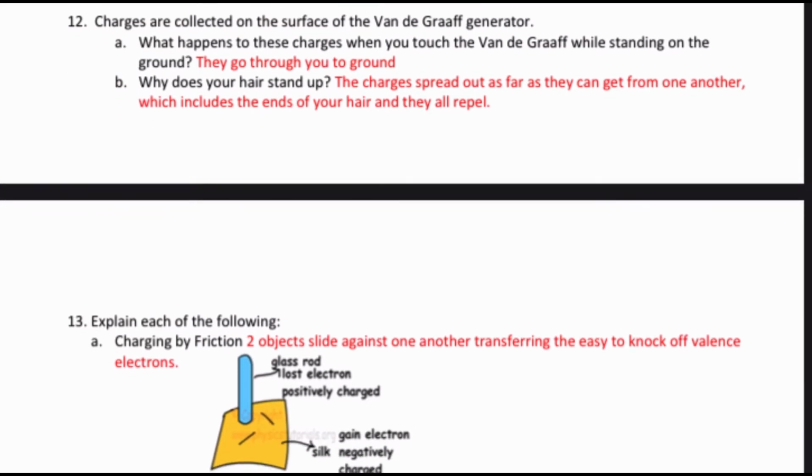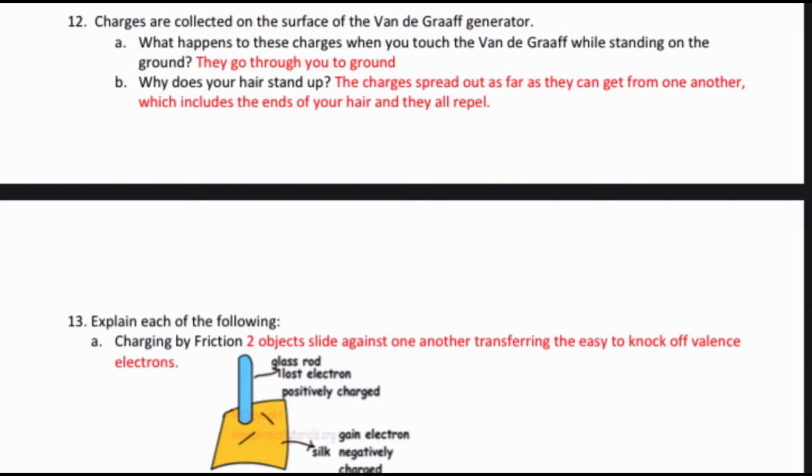Okay, charges are collected on the surface of the Van de Graaff generator. What happens to these charges when you touch the Van de Graaff while standing on the ground? Like I was saying, with the process of grounding, they would go through you to the ground. If you were to touch it, the charges are going to go through. Okay, so here's how the process works.